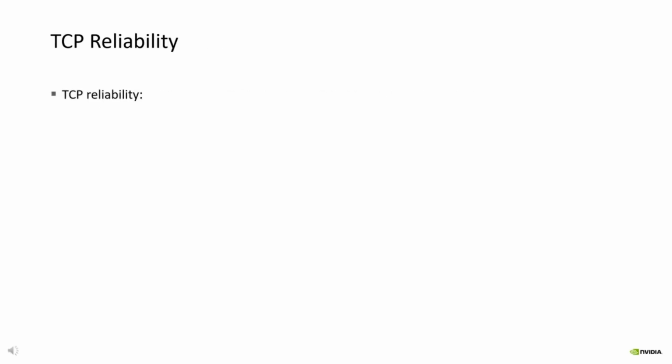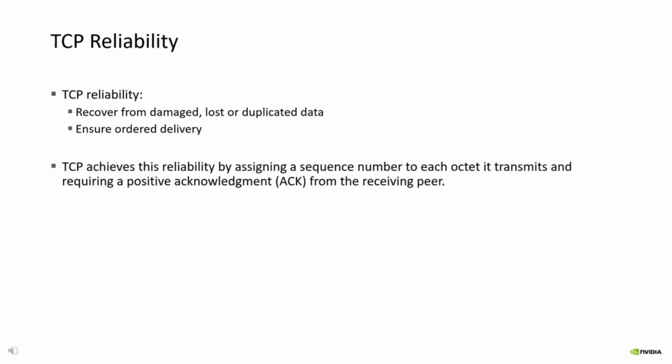TCP is reliable since the protocol ensures that data is not damaged, lost, duplicated, or delivered out of order. Otherwise, it must recover it. TCP ensures that all data is fully transmitted and can be assembled by the receiver in the correct order. TCP achieves this reliability by assigning a sequence number to each byte it transmits and requiring a positive acknowledgement from the receiving peer. If the acknowledgement is not received within the timeout interval, the data is retransmitted.